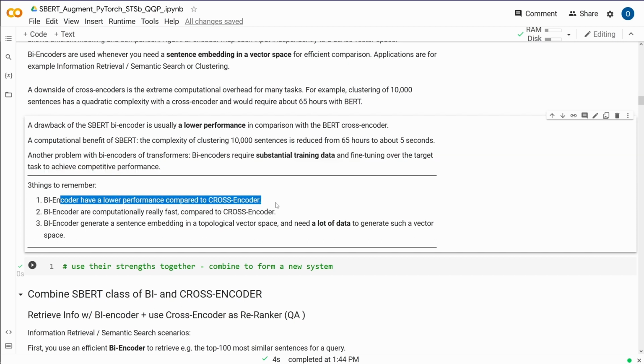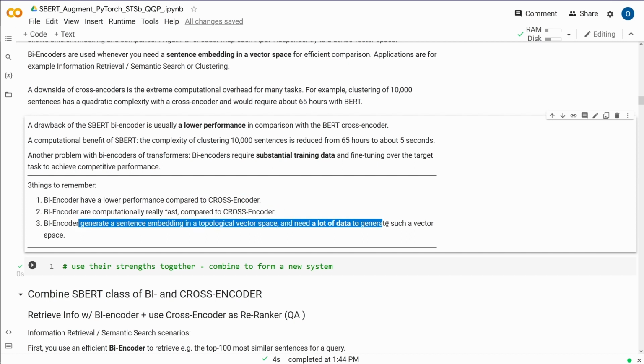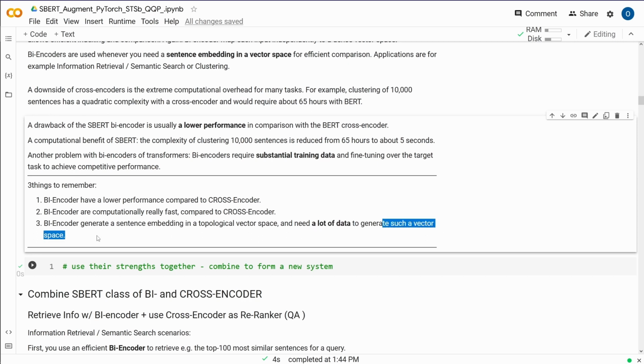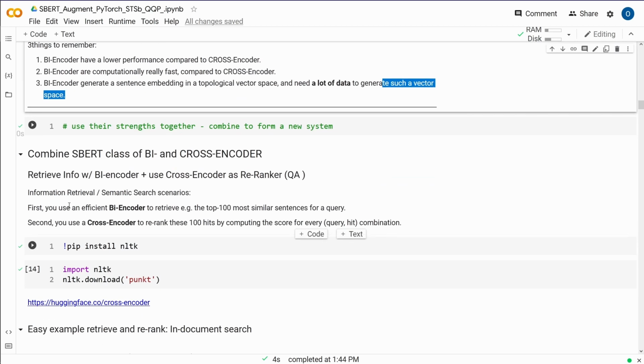Again, Bi-encoder: lower performance. Bi-encoder computation is really fast compared to cross-encoders, and they need a lot of data. A lot of data, and this is what we will do later on to generate such a vector space. So now we know the good things about a Bi-encoder and a cross-encoder and the bad thing of a Bi-encoder and a cross-encoder.